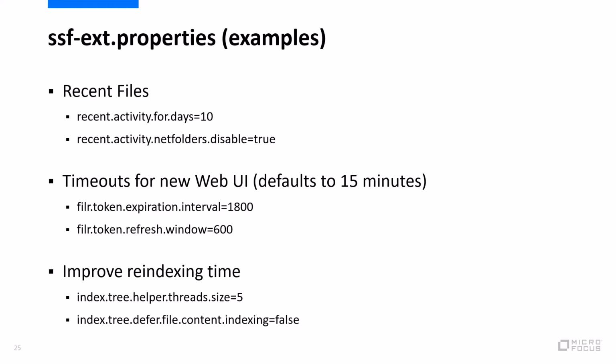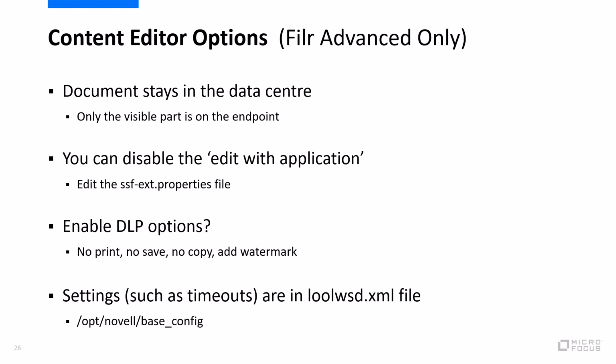If you have Filer Advanced, then I'd strongly recommend that you implement the content editor. It gives you quite a few DLP options. For instance, when people are editing a document, that document's still in the data center. The only bit that's at the workstation is the page, or half page, that they're editing at that point in time. You can disable the option to edit with application. That's just one of the settings that you've got in the ssf-properties file that you can modify.